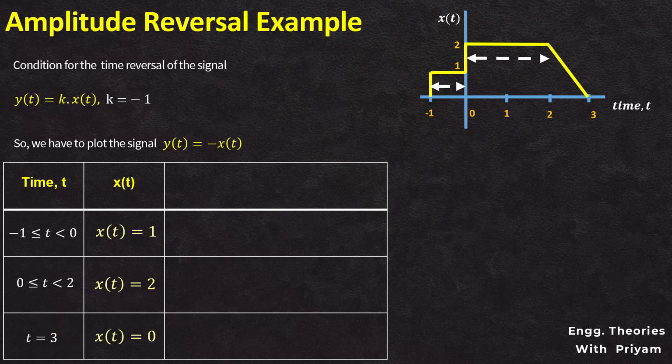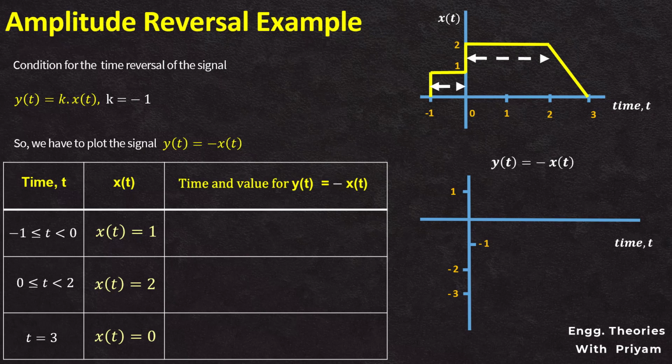To perform the amplitude reversal, we have to flip the signal x(t) about the x-axis, so the amplitude of the signal x(t) will be completely reversed. So the time interval of the signal x(t) and the amplitude reversed signal y(t) will remain the same, but the amplitude will be completely reversed. So for the time interval t greater than or equal to -1 and less than 0, the value of the signal x(t) will be reversed, or y(t) = -x(t), then the value of the signal y(t) will become -1.